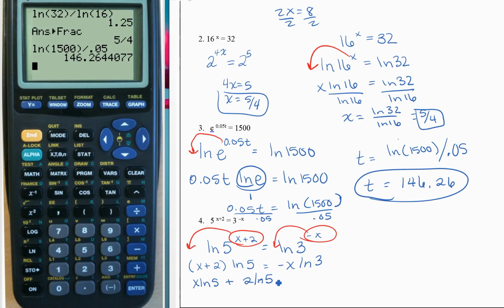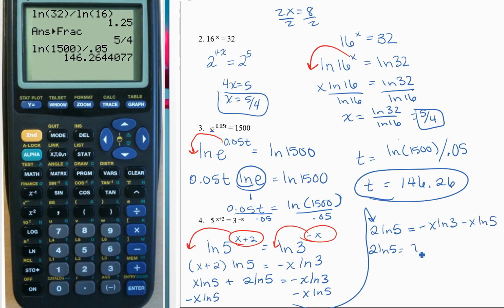Now, since we are trying to solve for x, we need to get both terms with x on the same side. So I'm going to subtract x natural log of 5 from both sides so that I get the natural logs both on the right side. So I'm going to come up here, and on the left-hand side, we'll just have 2 natural log of 5. And then on the right-hand side, we'll have negative x natural log of 3 minus x natural log of 5. So now we have all the terms with an x on the right-hand side, and we can factor out an x.